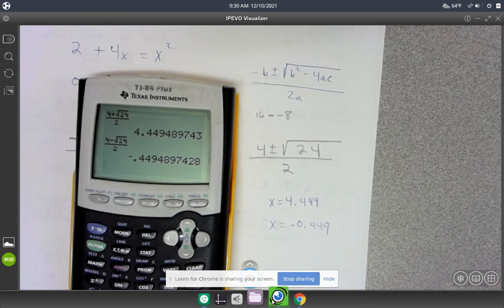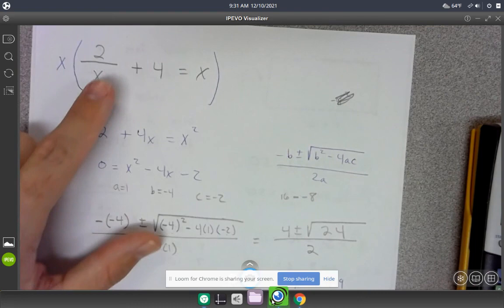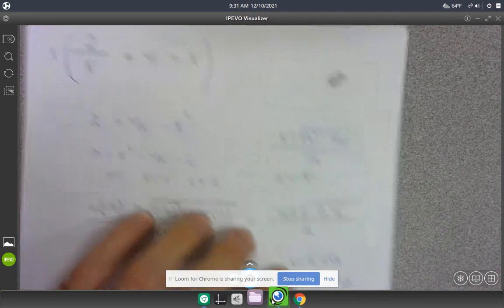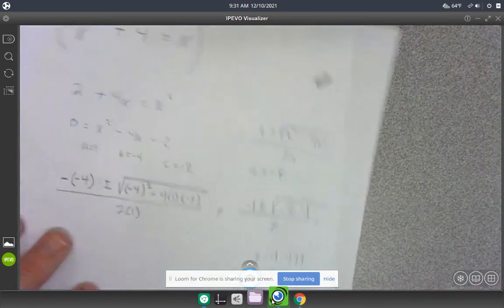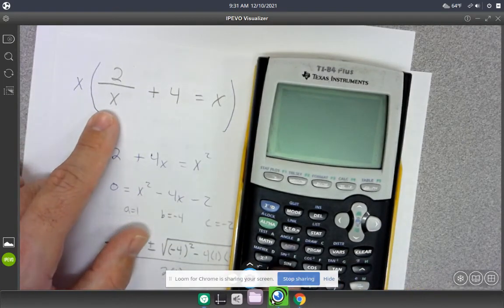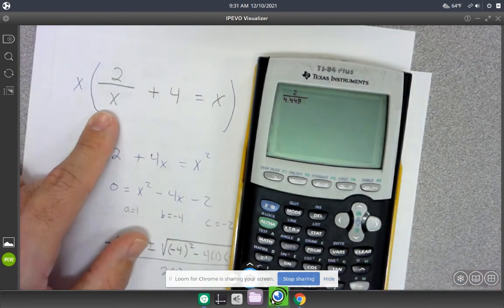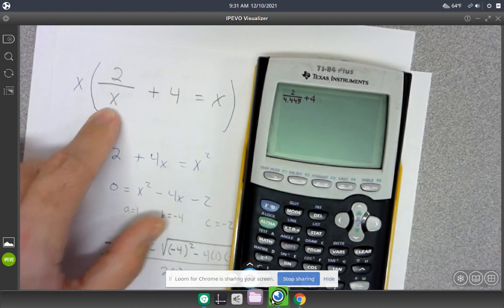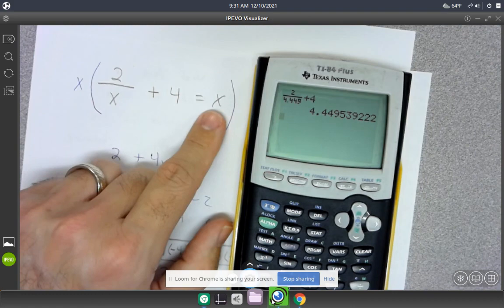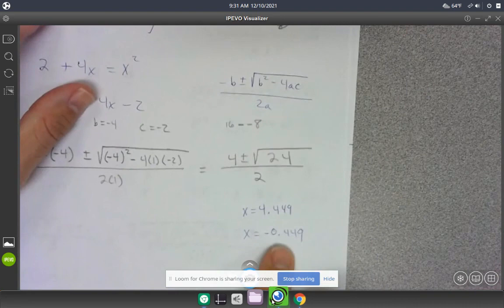So if you want to, you could try plugging them back in for x on the original equation. It's kind of wild to do that, but it will work. So we got 4.449. So if I type in the left-hand side, it would be 2 over 4.449 plus 4, and that's going to equal the 4.449, which is what I would plug in on the right-hand side. So it does balance the equation, and it also works for the negative one as well.